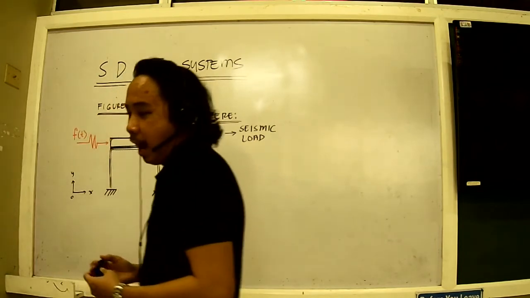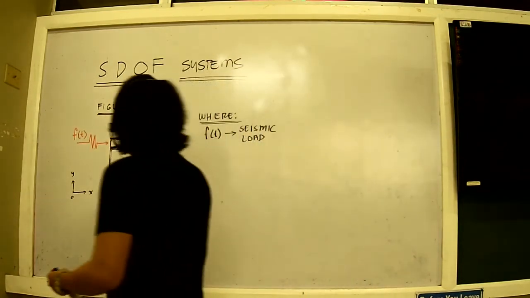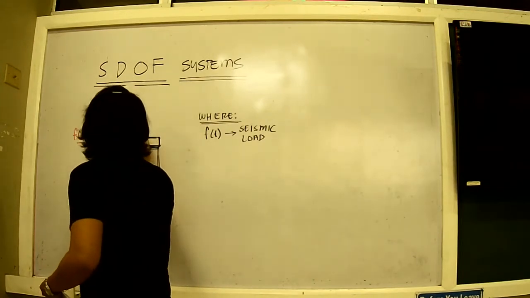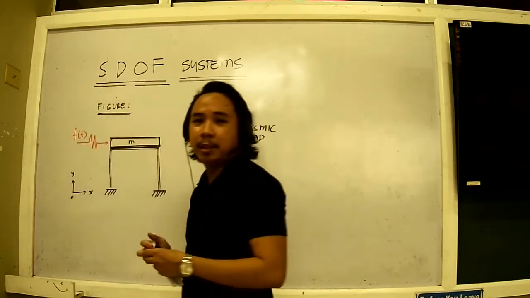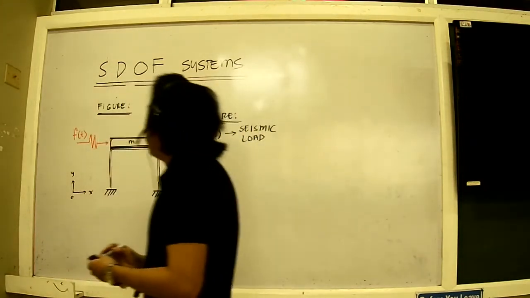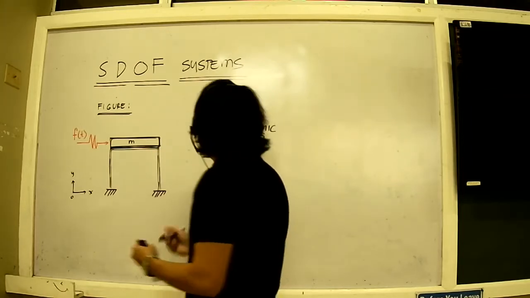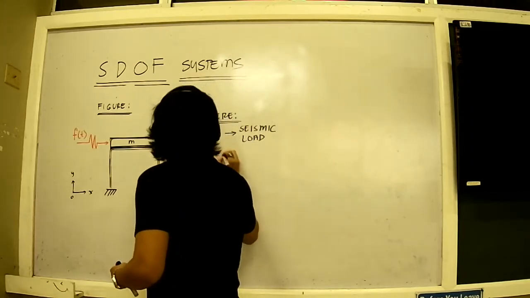Now, our structure also possesses mass. This mass constitutes the objects that the structure is being subjected to, which will be converted to mass. Also, it is supported by columns. I'll just write down this.